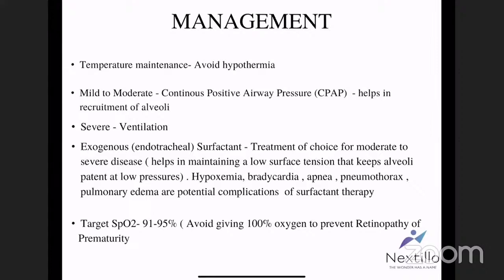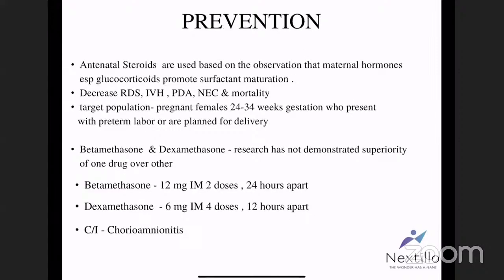And what are the potential complications? There can be hypoxemia, bradycardia, pneumothorax, and pulmonary edema. They are very common complications after surfactant therapy, so we should monitor for these also. And always the target SpO2 should be 91 to 95. So this was about treatment.